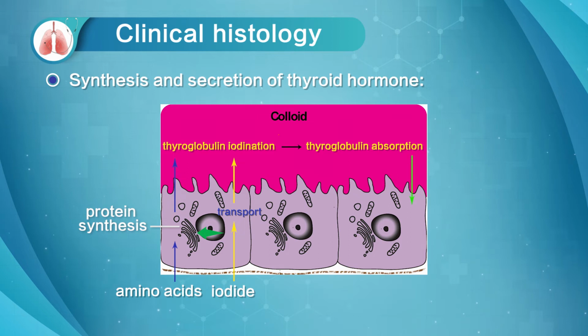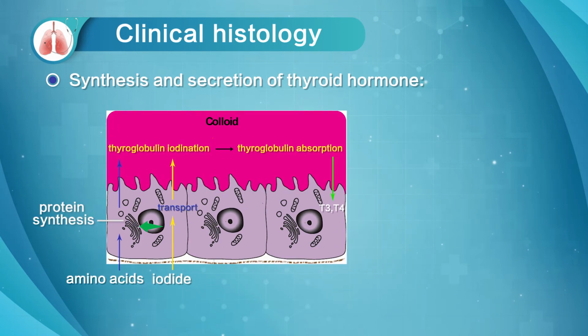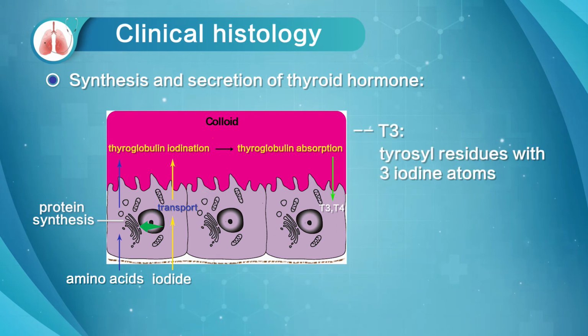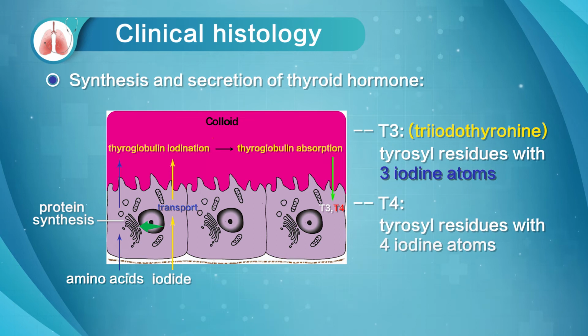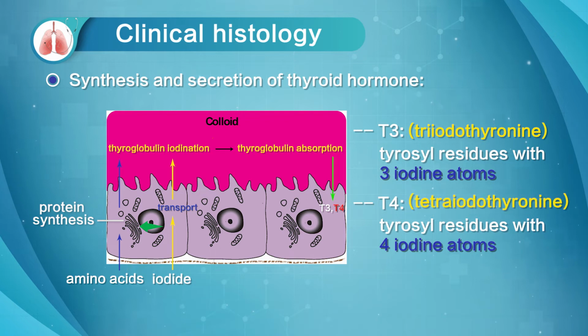Lastly, the colloid vesicle fuses with lysosomes, where the iodinated thyroglobulin is decomposed by proteases. There are 2 final products. One product is composed of tyrosine residue with 3 iodine atoms. That is triiodothyronine, T3. The other product consists of tyrosine residues with 4 iodine atoms, that is tetraiodothyronine, which we call T4 or thyroxine.